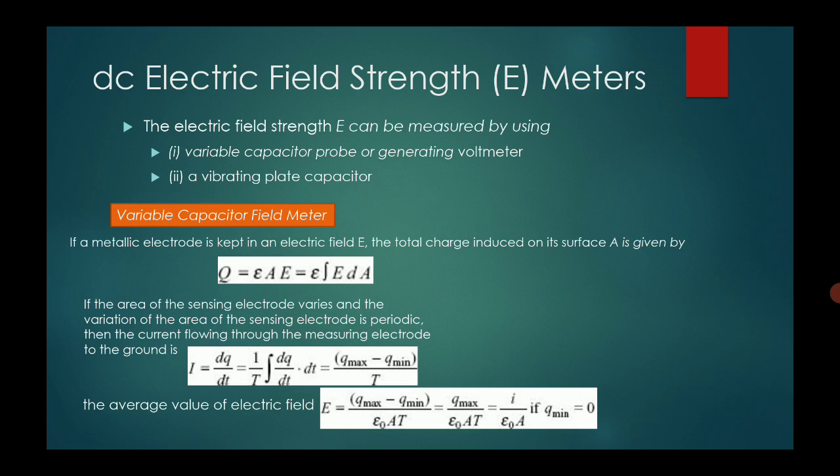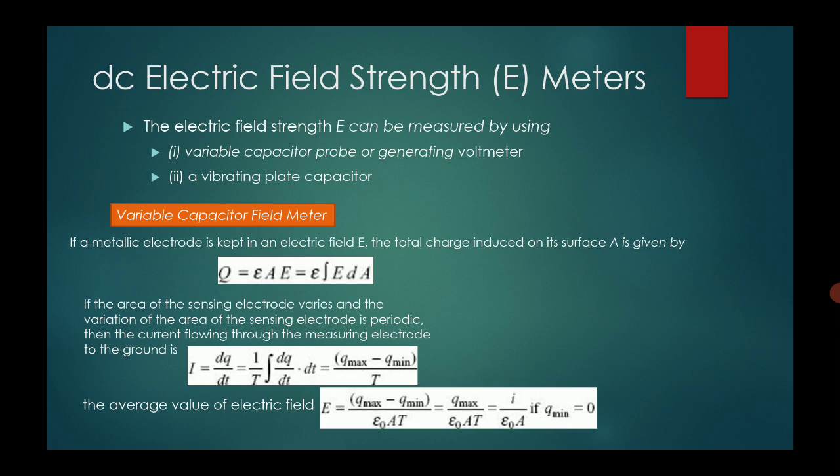So we have DC electric field strength meters. There are two ways of measuring: one, using a variable capacitor probe or generating voltmeter, and two, a vibrating plate capacitor. So we have a variable capacitor probe and a vibrating capacitor. Now let's talk about the variable capacitor field meter.